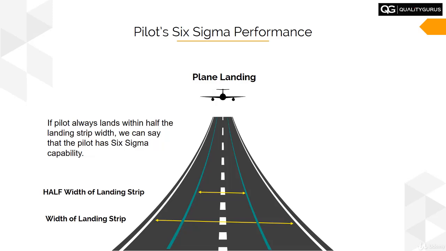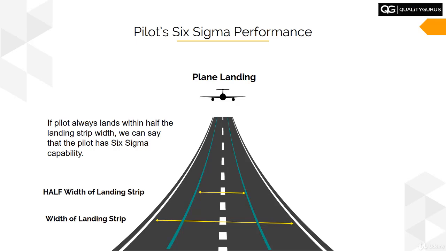So for that, let's take an example of a plane landing on the landing strip. Here I have a plane which is landing on the strip. A strip has a width. What the pilot has to do is land the plane at the center of the strip, because if the plane lands on one side, there is a chance of the plane crashing. So the target for the pilot is to land exactly at the center.